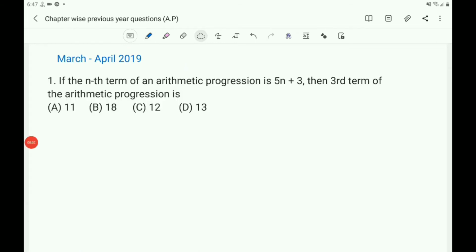Now let us take the questions from the 2019 March-April annual examination. The first question: if the nth term of an arithmetic progression is 5n plus 3, then the third term of the arithmetic progression is. Here the options are A 11, B 18, C 12 and D 13. The question is, we have to find the third term of the arithmetic progression when the nth term is 5n plus 3.